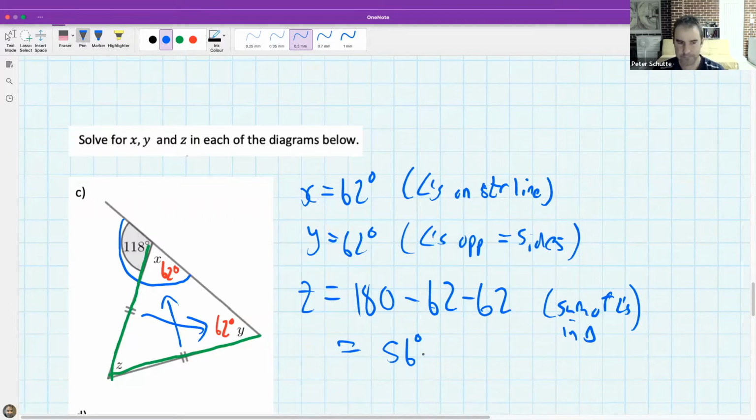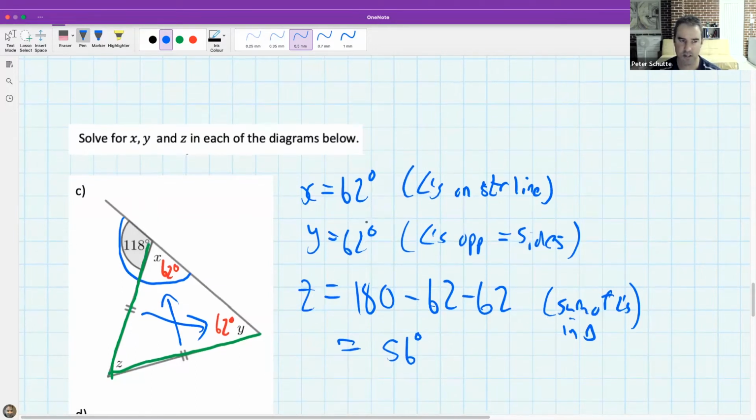Okay, so that is an example of how we can solve for unknown angles using grade 9 and grade 10 tools. Give me a thumbs up if you feel okay with that. Give me a thumbs down if you feel a bit unsure. And then just take a screenshot if you need to before we move on.